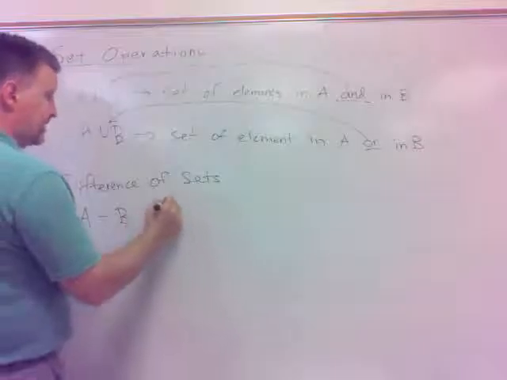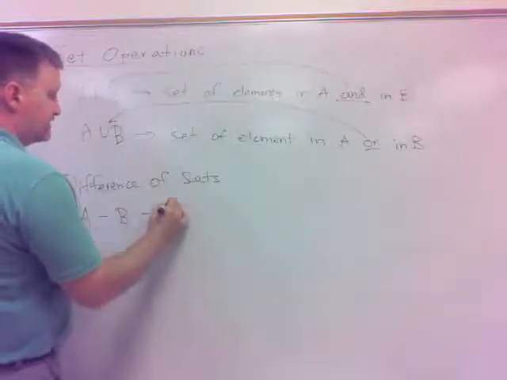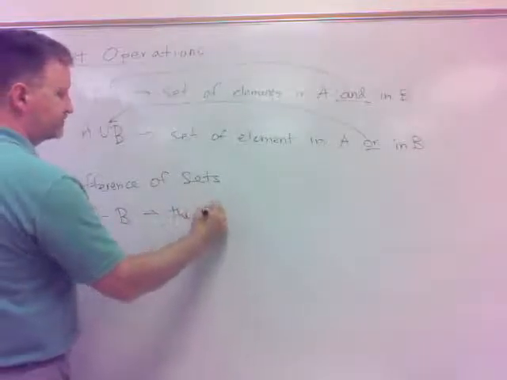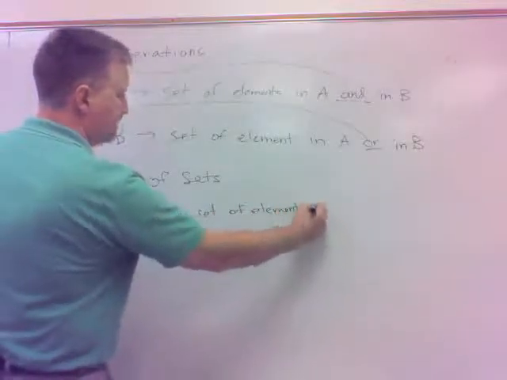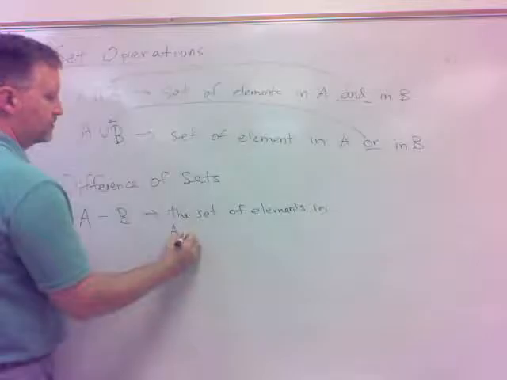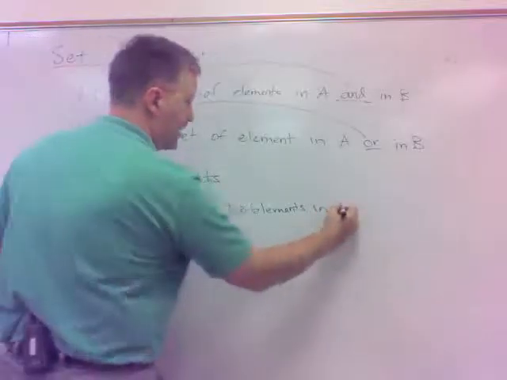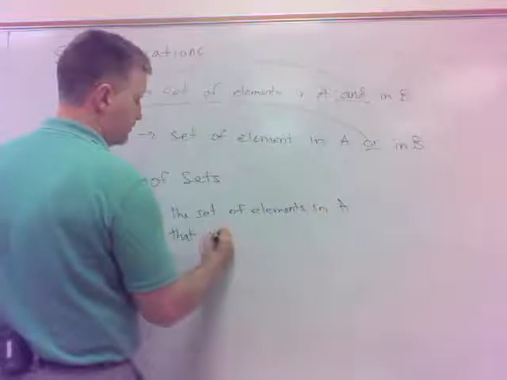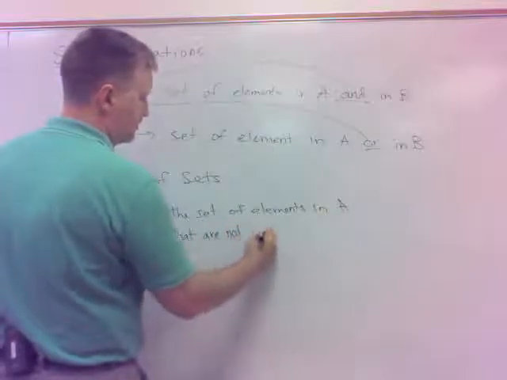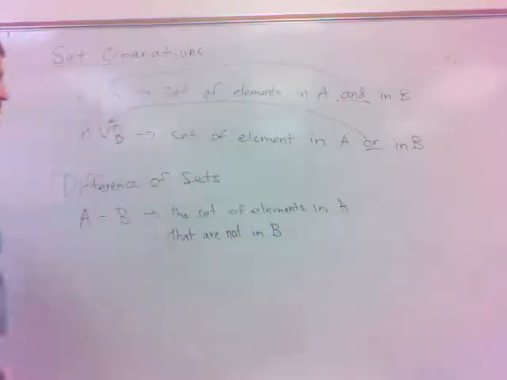But here's what it is. A minus B is the set of elements in A that are not in B. The set of elements in A minus B is a set of elements in A that are not in B.